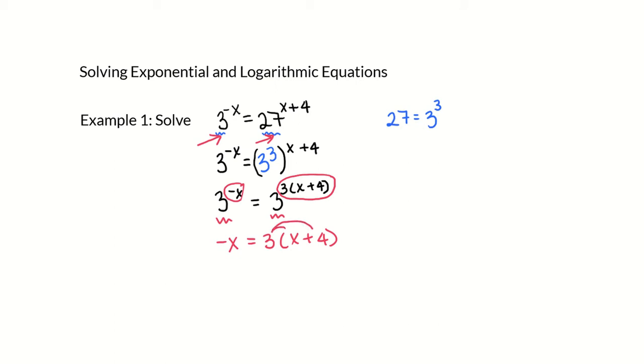So distribute 3 to get 3x plus 12. Move the x's to one side by subtracting them. Negative x minus 3x is negative 4x equals 12. And divide by negative 4 to get x equals negative 3.